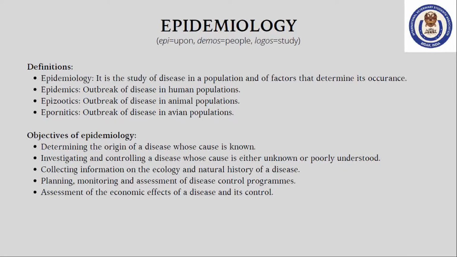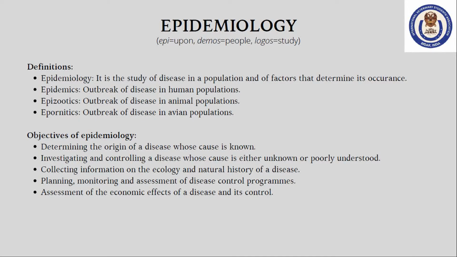Epidemiology is derived from three words: epi meaning upon, demos meaning people, and logos meaning study. That is, epidemiology is the study of that which is upon the people. The other definition of epidemiology is it is the study of disease in a population and of the factors that determine its occurrence. That is, the factors which influence or facilitate the occurrence of a disease. Epidemics is the outbreak of disease in human population. Epizootics is the outbreak of disease in animal population, and apoarnetics is the outbreak of disease in avian population.